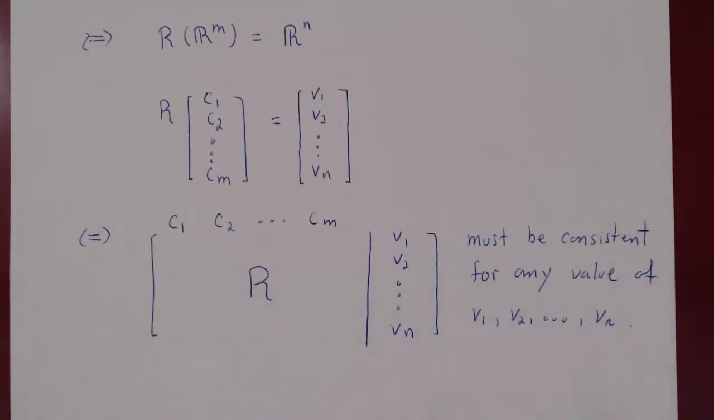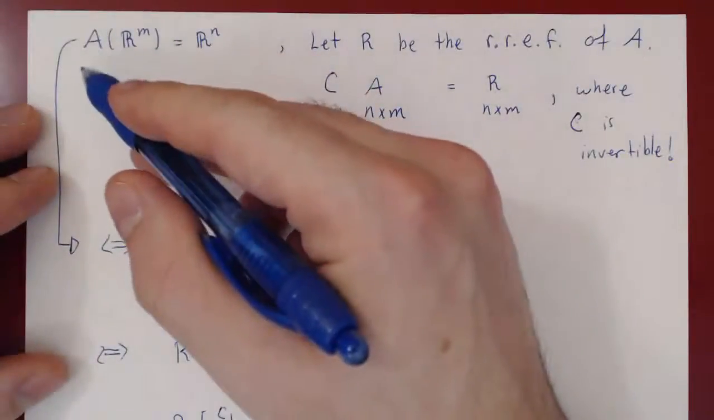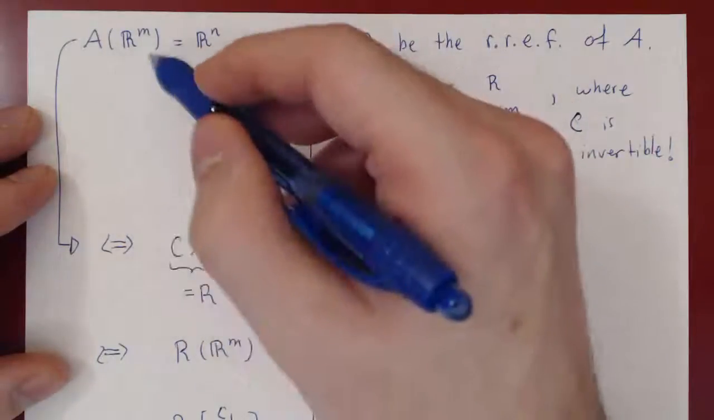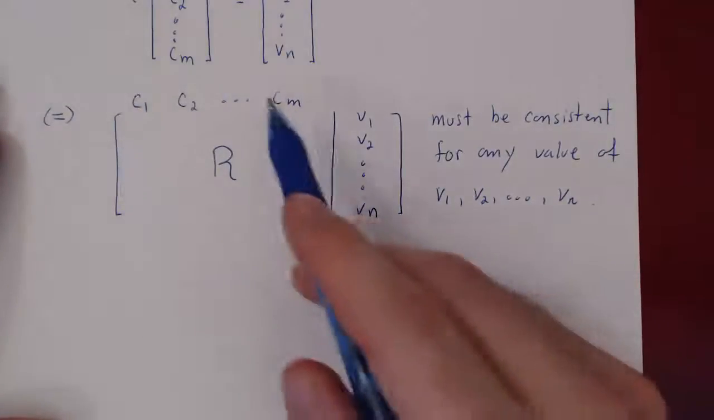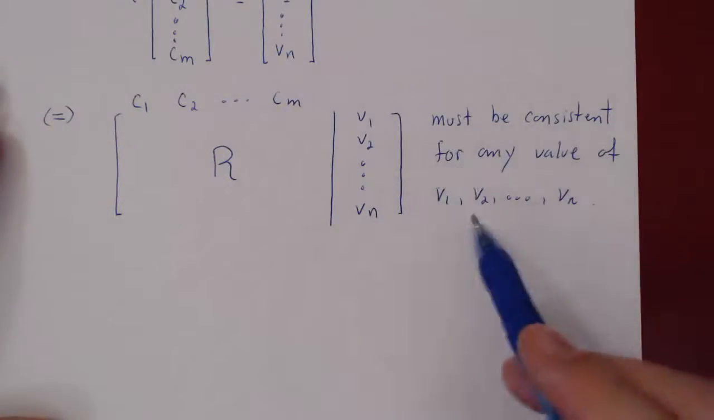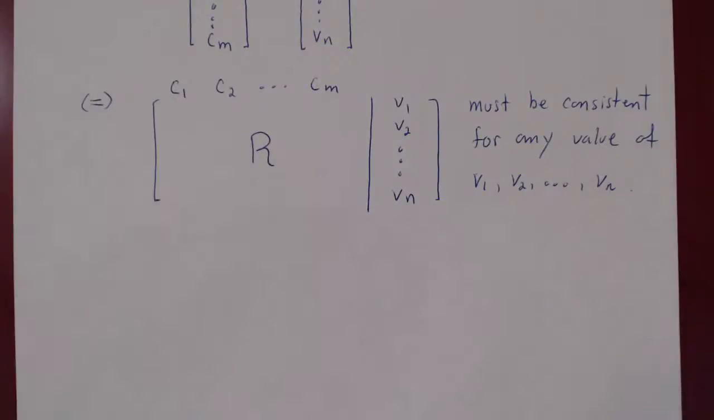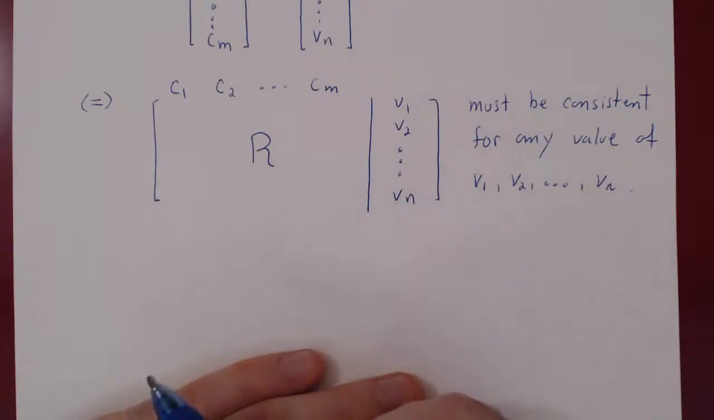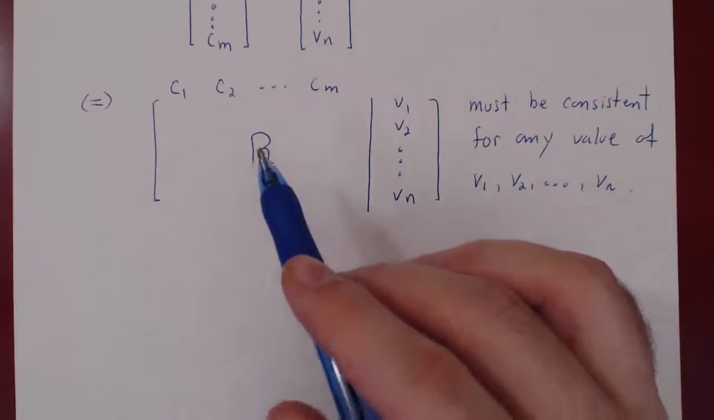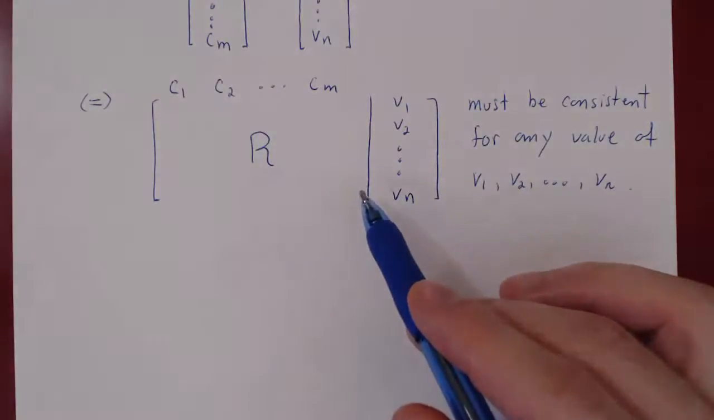So think about this. We have just said that the vectors V1 through Vm will span Rn if A times Rm is Rn, but that's equivalent now to this linear system being consistent for any value of V1, V2 through Vn. So now think of it. How can you have an inconsistent linear system? The only way is if you have a row of zeros and then a non-zero constant term. So imagine that we only have two options. Either the reduced row echelon form of A contains a row of zeros, or it doesn't.